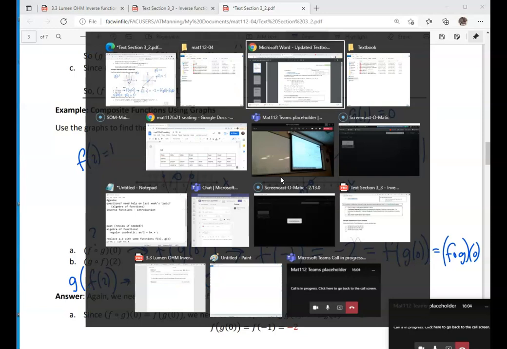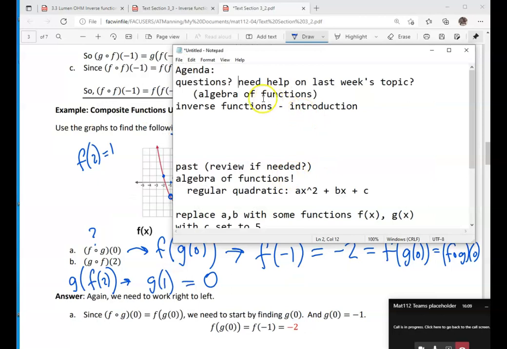So, any other questions on anything? Okay, I'm ready to go to the next topic, inverse of functions. So let's take a look at that.